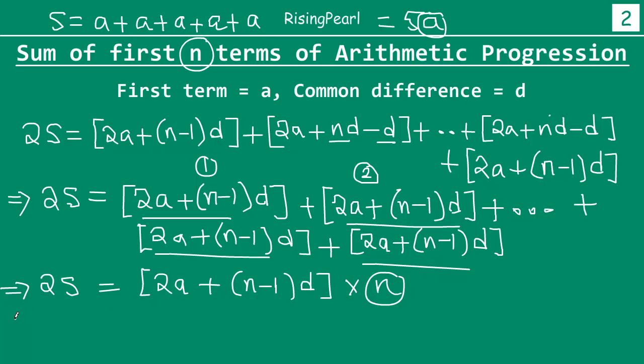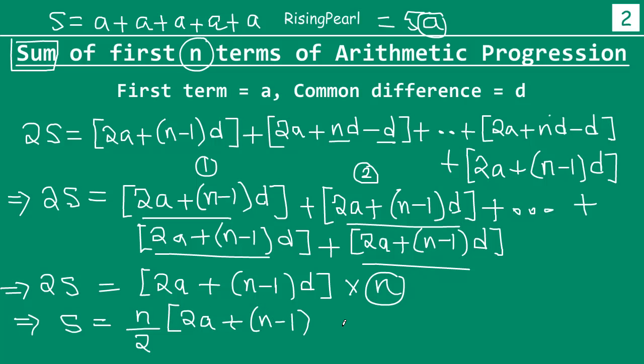So from here, what is interesting is we can say s, which is the sum that we have been always trying to find out. We can bring the n forward, so s is simply equal to n by 2 times 2a plus n minus 1 times d. So friends, this is the formula to calculate the sum of first n number of terms in an arithmetic progression.